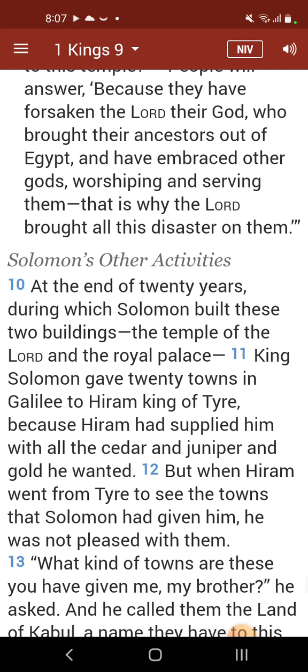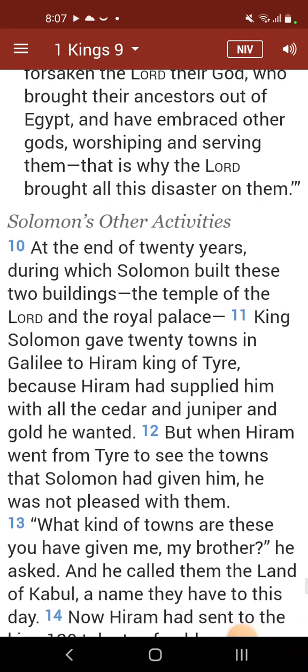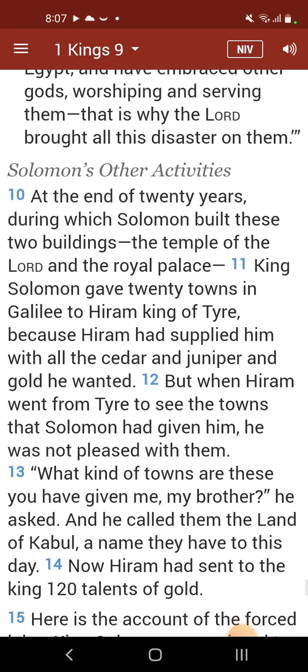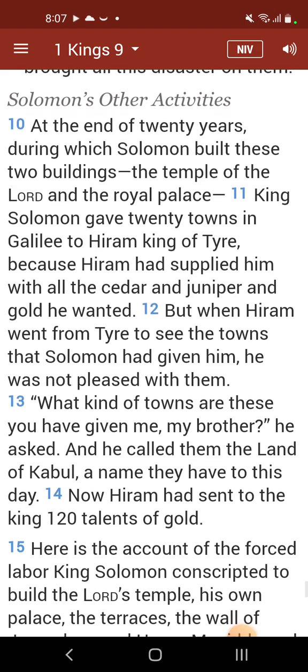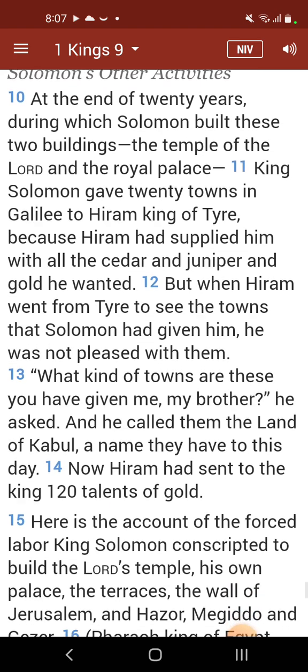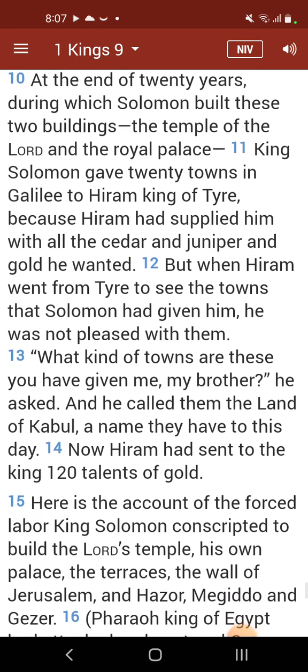At the end of 20 years, during which Solomon built these two buildings, the temple of the Lord and the royal palace, King Solomon gave 20 towns in Galilee to Hiram, king of Tyre, because Hiram had supplied him with all the cedar and juniper and gold he wanted.